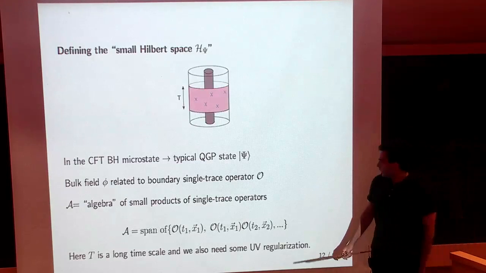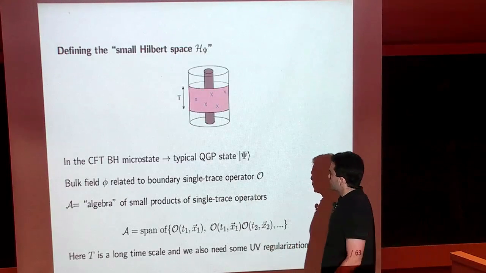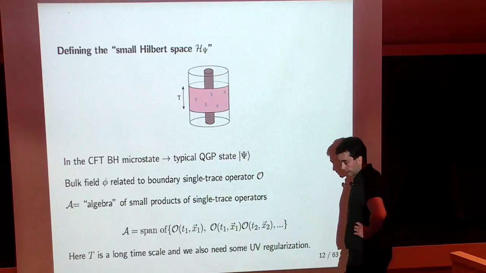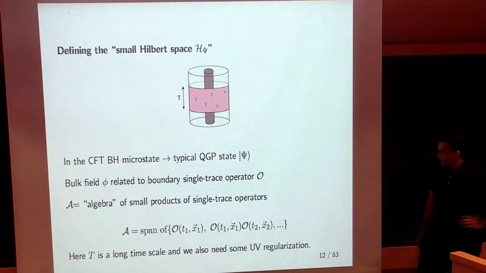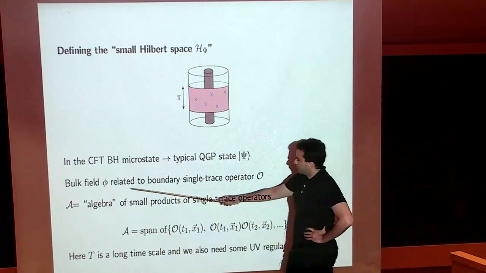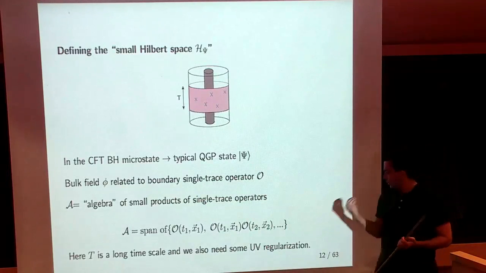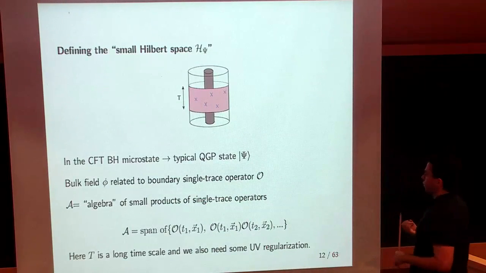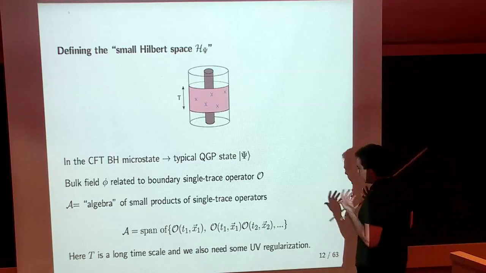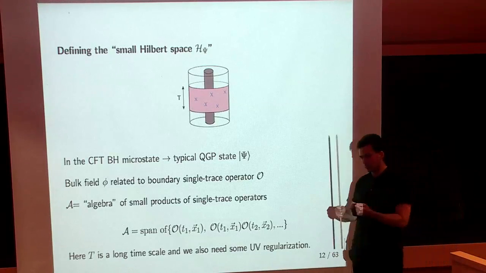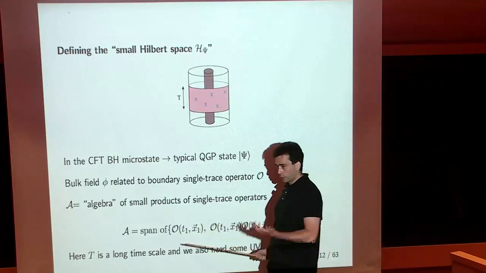So let me now translate the statement in a CFT language. We want to take a CFT microstate, so it's a typical quark-gluon plasma state. And since we explained before that the field phi, the bulk field, is related to a single trace operator O, we want to consider the algebra, which is constructed by taking a small number of single trace operators and multiplying them together, and then taking all possible linear combinations.